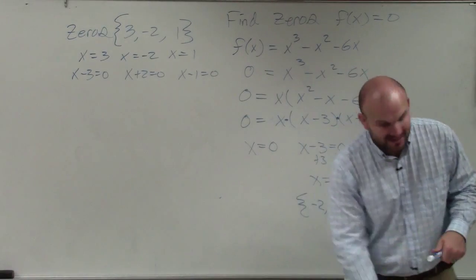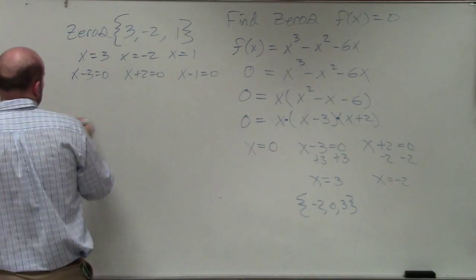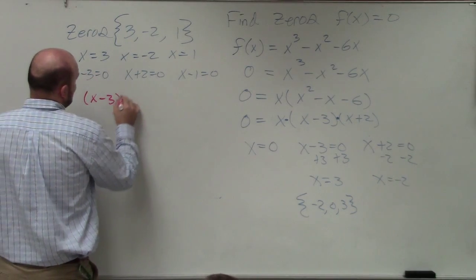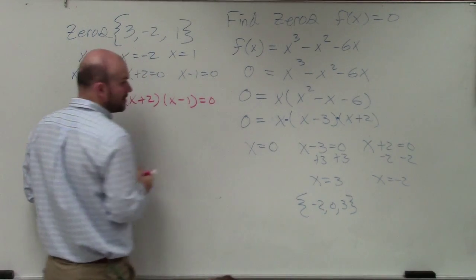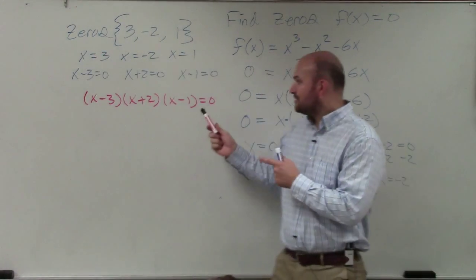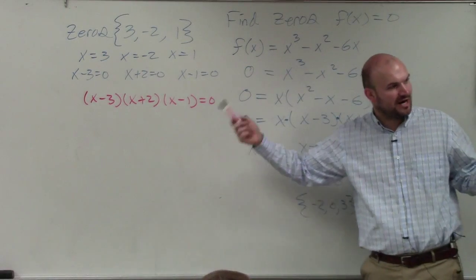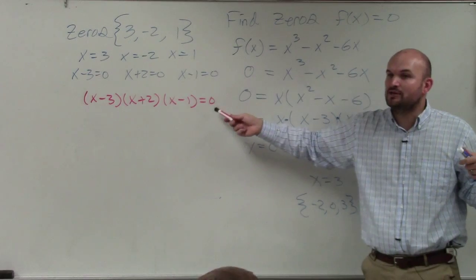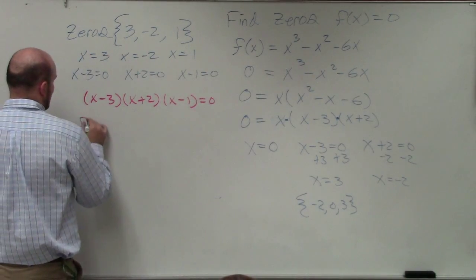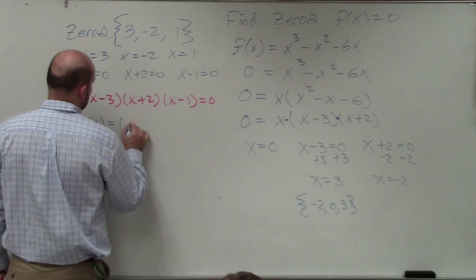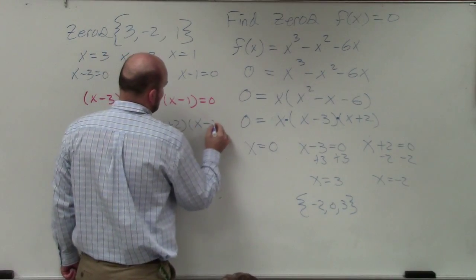X minus 3 equals 0, x plus 2 equals 0, x minus 1 equals 0. Then what that tells me is those are the factors that can multiply. So therefore, that's x minus 3 times x plus 2 times x minus 1 equals 0. Then I just replace 0 with f of x, because I'm not trying to find the solution. I already know what the solutions are. I want to write the equation. So basically, I have f of x equals x minus 3 times x plus 2 times x minus 1.